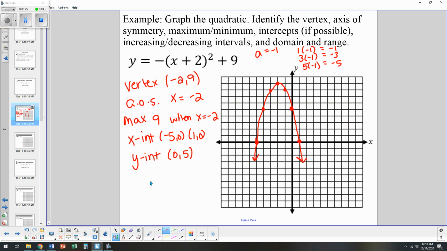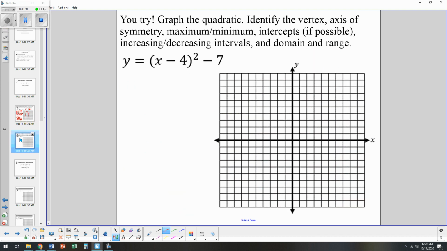Increasing and decreasing intervals. So it's increasing or going up to the vertex on the left, so when x is less than negative 2, and it's decreasing or going down when x is greater than negative 2. The domain was all real numbers, and my range was everything below this 9, so y is less than or equal to 9. So you're going to try the next one, pause, and I'll show the answer.